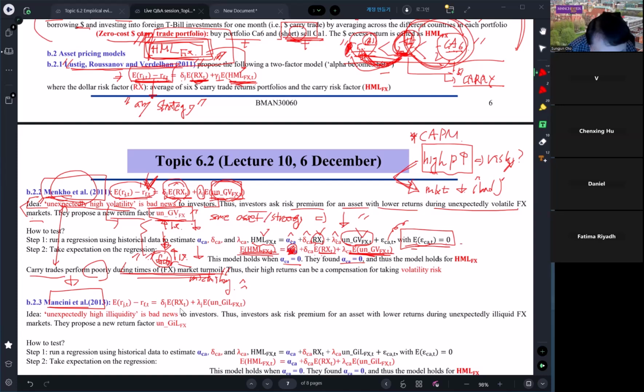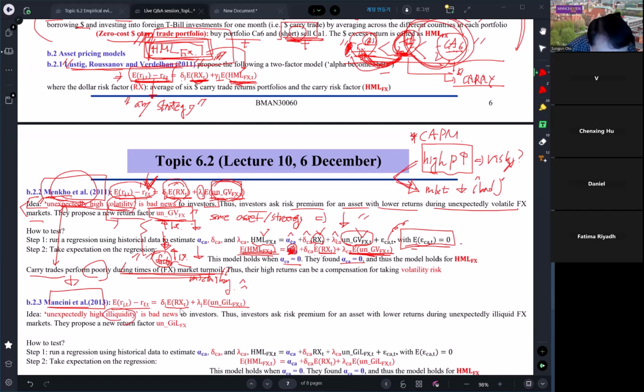Now, Menkhoff et al., they propose a slightly different model. Any excess return from implementing a currency strategy is equal to something related to average market movement, and something related to the global illiquidity in the FX market. Their idea is almost similar to this one, but instead of using volatility, they use illiquidity.